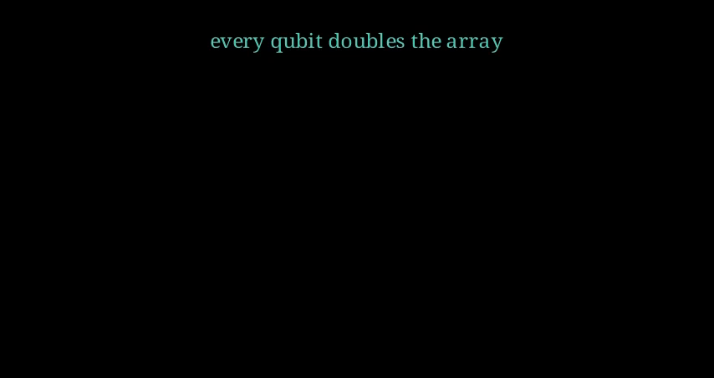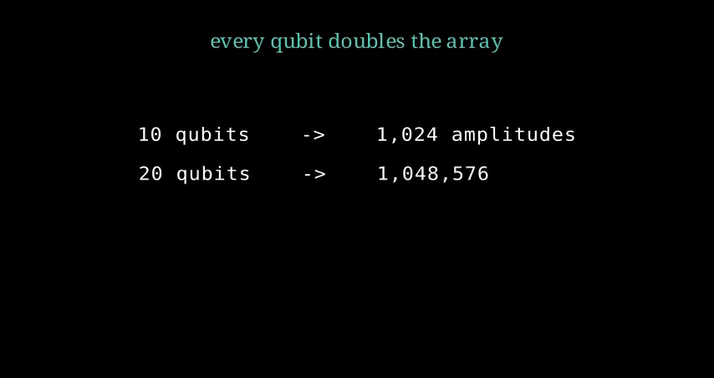Now come back to that doubling, because it is the other half of the story. Every qubit you add doubles the array of amplitudes. 10 qubits is already 1,000 amplitudes, 20 qubits is 1,000,000. 30 qubits is over a billion complex numbers, all of them alive at once. The state grows fast, but 1 billion numbers is still something a computer can hold.